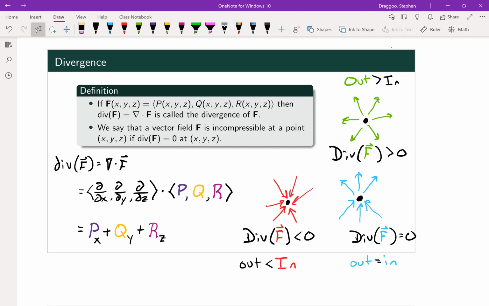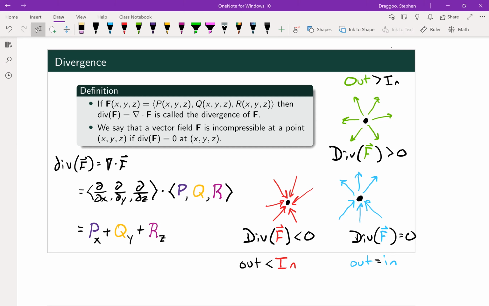If the vector field goes into a point, we'll call that a negative divergence. And if the elements going out are exactly equal to the elements going in, that'll make the divergence equal to 0 at that point. So we can have some mixed in and out vectors at a given point. And as long as there's more out than there is in, that'll be a positive divergence. And if there's more in than there is out, that'll be a negative divergence.